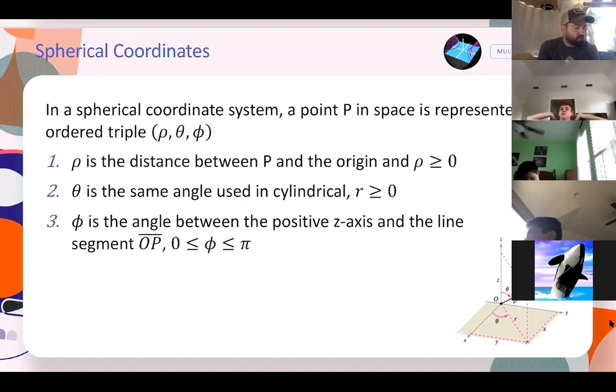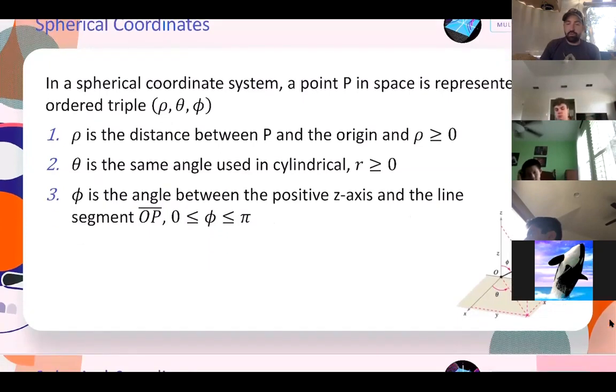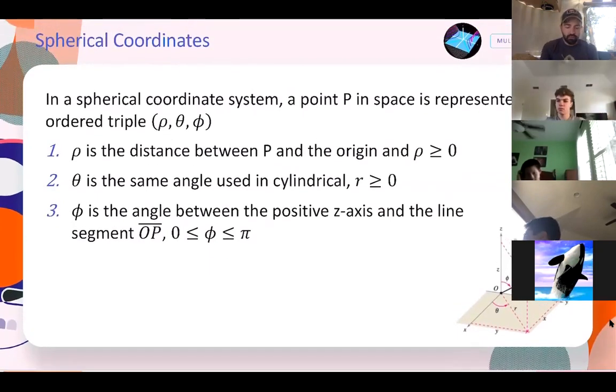In a spherical coordinate system, we have our 3 values, just like we do in cylindrical, just like we do in rectangular. Only this time it's a rho, a theta, and a phi. Rho is the distance from the point to the origin in 3 dimensions. So it's similar to r, but remember r we're measuring in the xy plane. Rho is in space. So think r is kind of like the radius of a circle. Rho is like the radius of a sphere. And that should be a positive value.